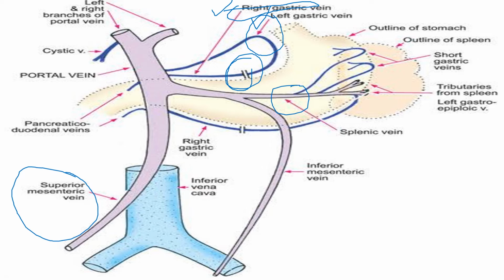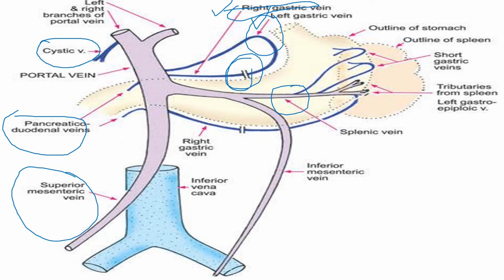Right. Next in the list, we can see the cystic vein. The cystic vein will also be a tributary of the portal vein. Then we have the superior pancreaticoduodenal vein, which will also be a tributary of the portal vein, and also the para-umbilical vein, which is not shown in this diagram. The para-umbilical vein will also be a tributary.